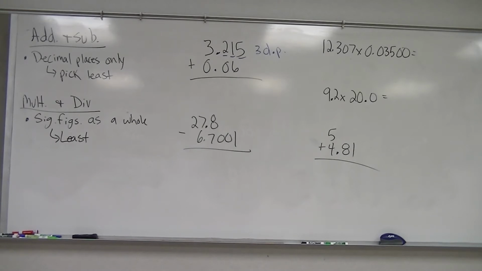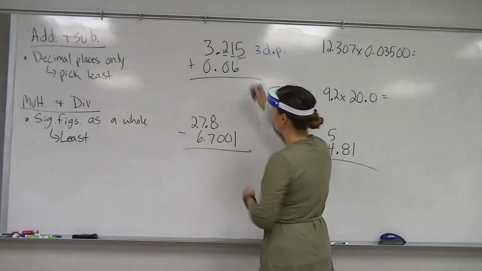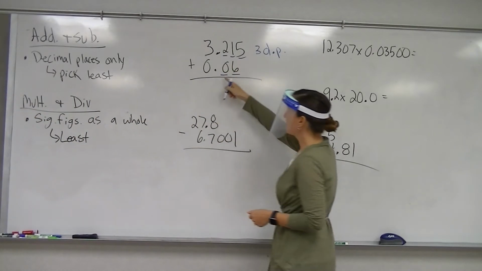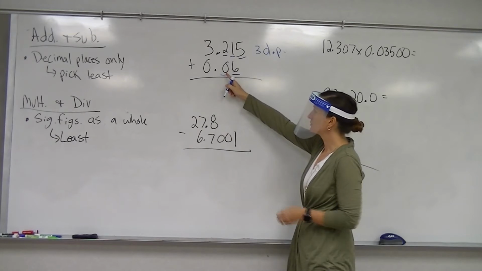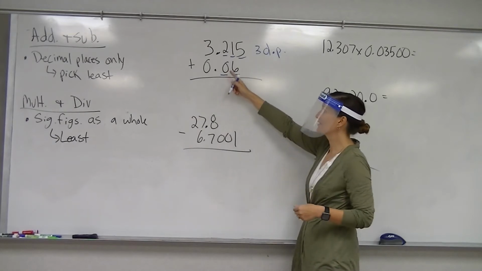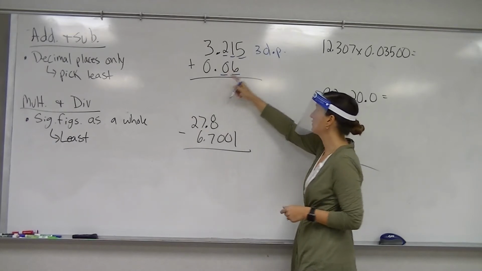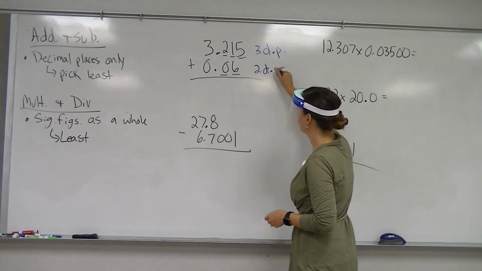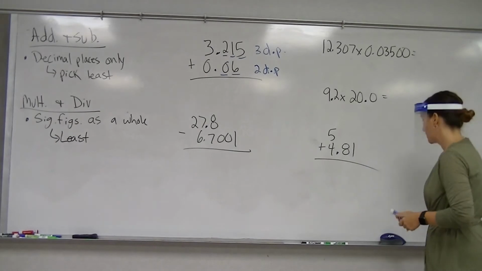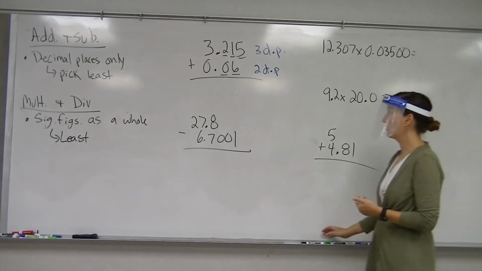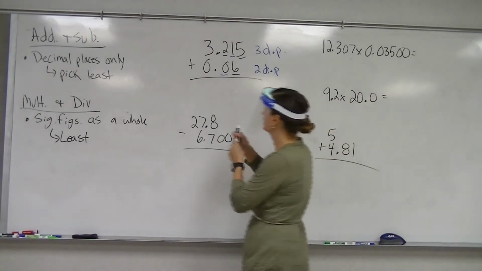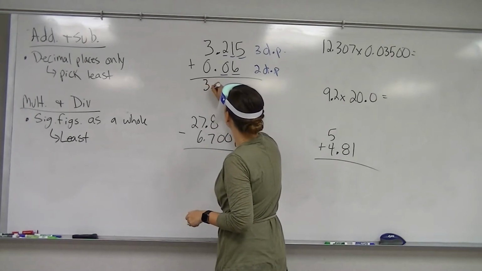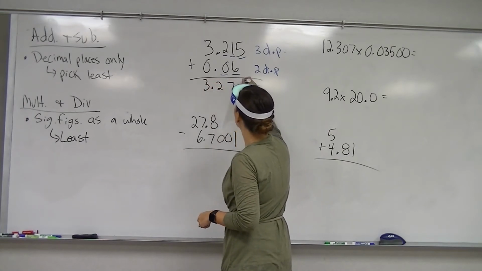The next number goes out 2 decimal places. Now it doesn't matter that this is a 0. Okay, it's still a placeholder, it's still a decimal place. It's the 10th spot, right? So it's a total of 2 decimal places. So next, go ahead and solve. I add that, 3.275.